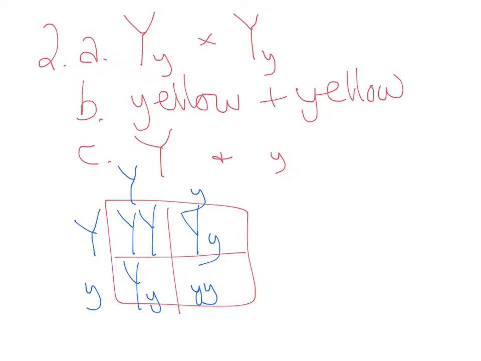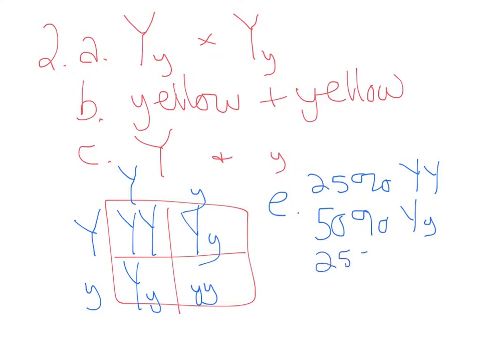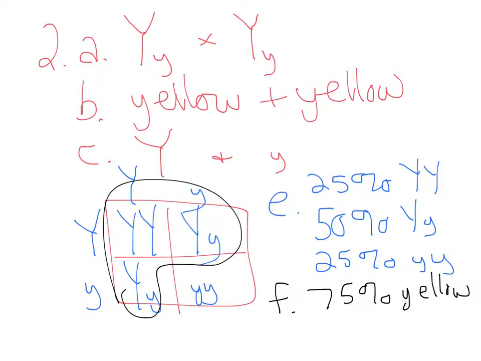And question E. What is the expected genotype ratio of the offspring? Would be 25% big Y, big Y, 50% big Y, little y, and 25% little y, little y. And then for F, what is the expected phenotype ratio of the offspring? You should have got 75% yellow, because 3 out of 4 boxes have the capital Y. 25% will be green. And that finishes up number 2.